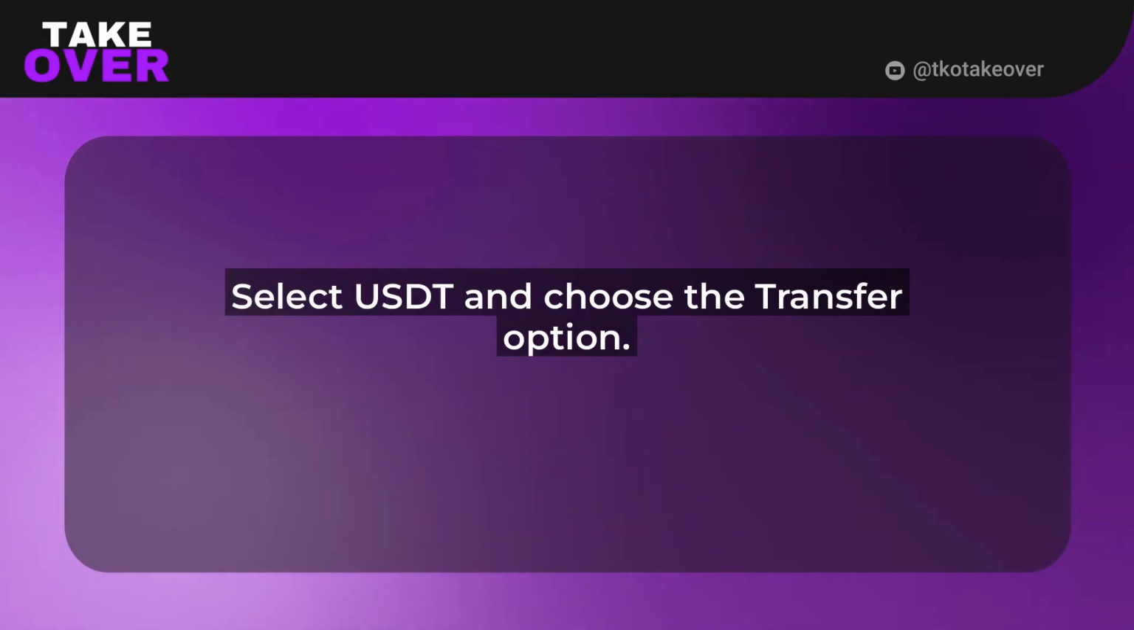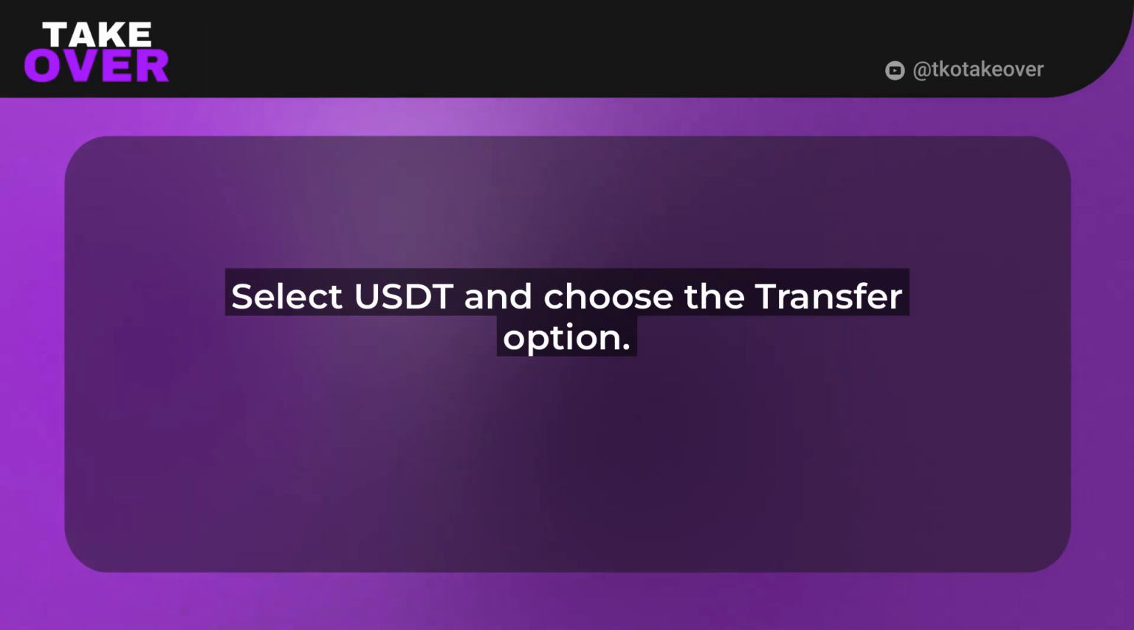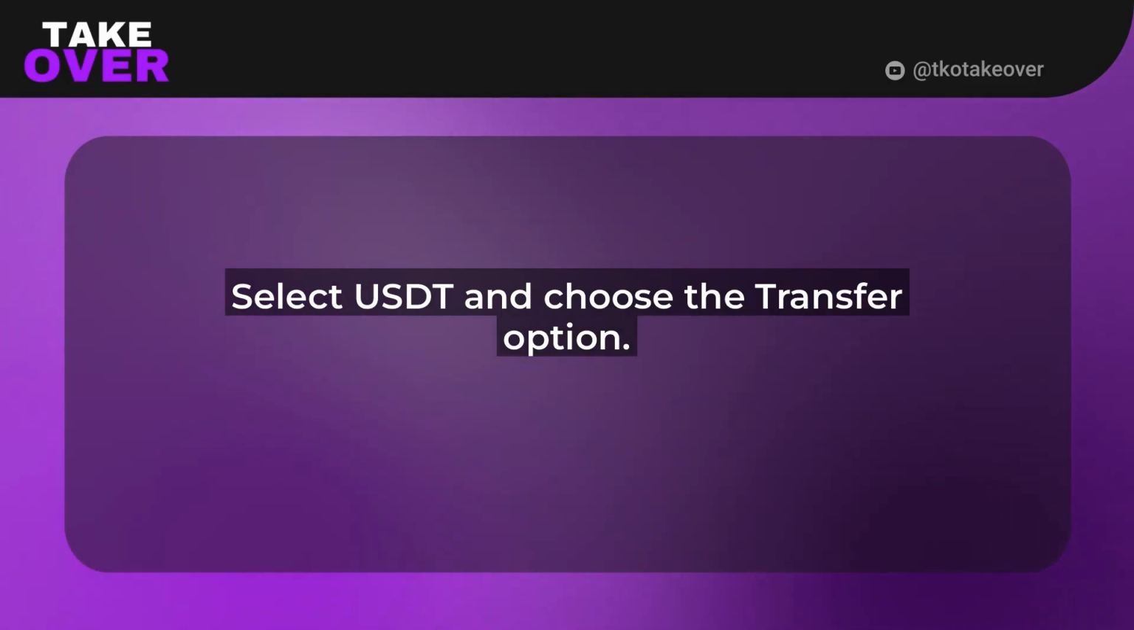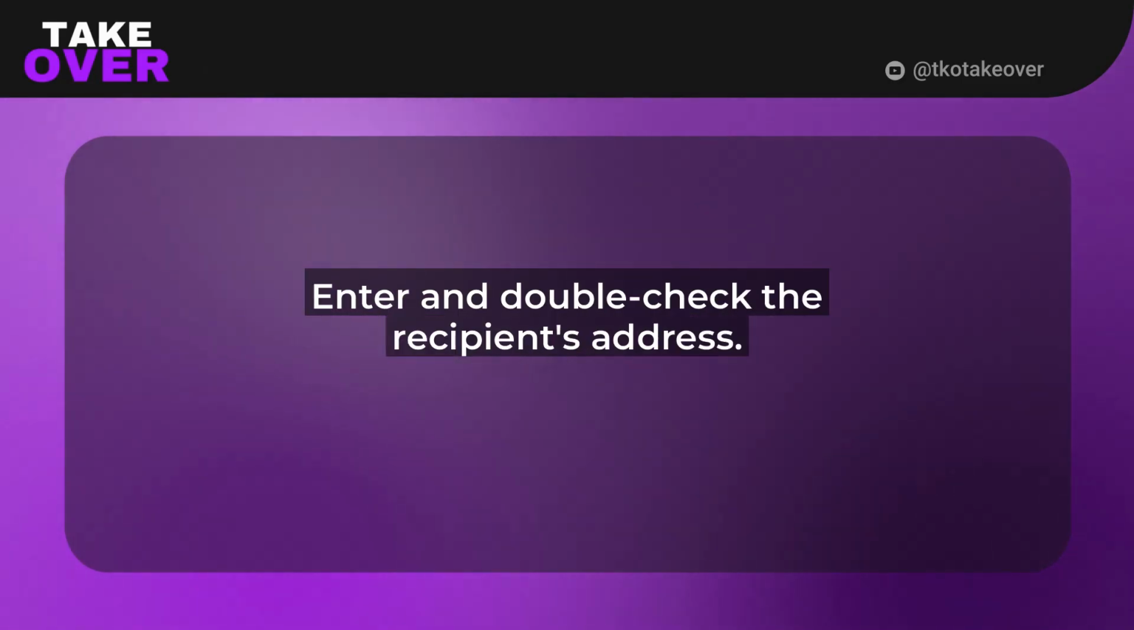Now, select USDT from your wallet. You'll see an option to transfer or withdraw. Click on that, and you'll be prompted to enter the recipient's address. This is crucial. Double-check the address to avoid any costly mistakes. Remember, in 2025, Coindcx might have enhanced security features like multi-factor authentication, so enable that if you haven't already.